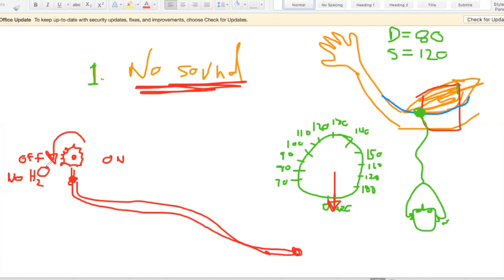If there's no water flowing through the hose, and I put the stethoscope on the garden hose right here and listen, I'm trying to hear a noise. If there's no water going through the garden hose, I'm not going to hear anything. There's nothing happening in the garden hose, no water flowing, so there's going to be no sound.